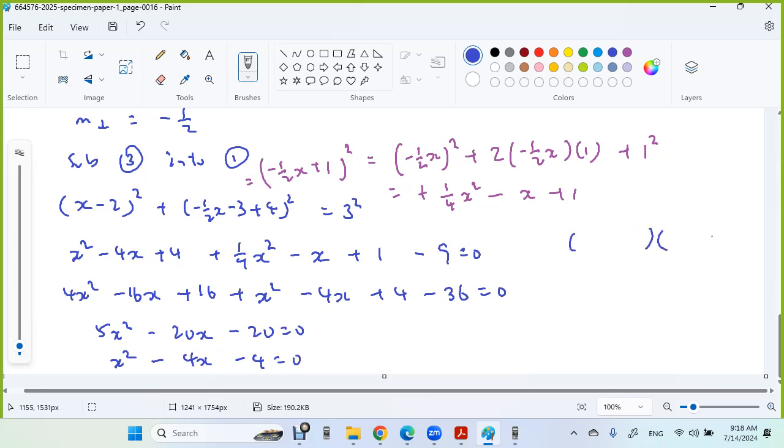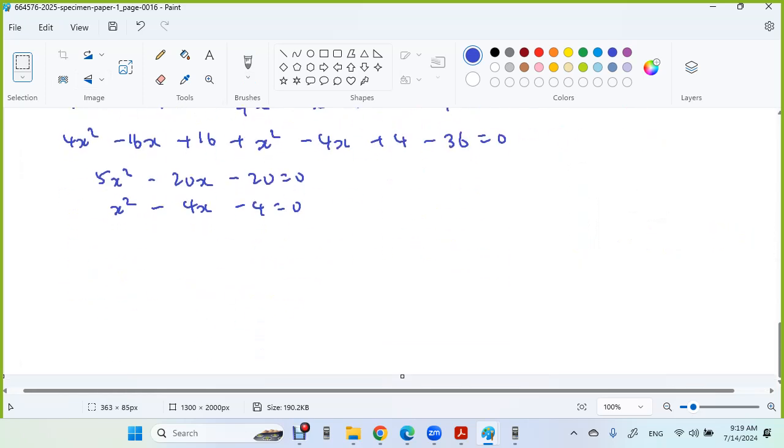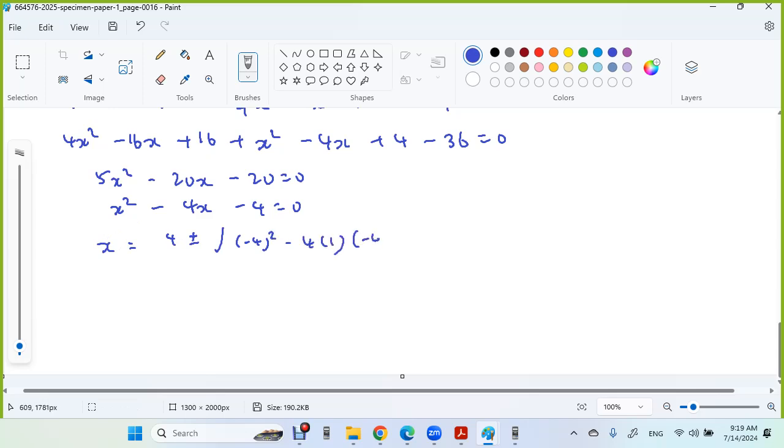So we cannot do the factorization here, so we use the formula. So x equals 4 plus or minus the square root of (negative 4) squared minus 4 times 1 times negative 4, divided by 2 times 1.